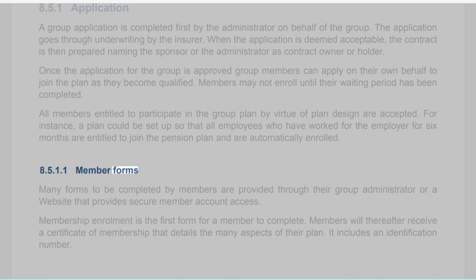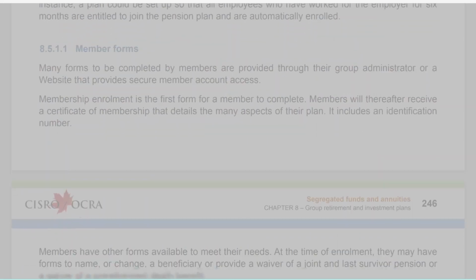8.5.1.1 Member Forms. Many forms to be completed by members are provided through their group administrator or a website that provides secure member account access. Membership enrollment is the first form for a member to complete. Members will thereafter receive a certificate of membership that details the many aspects of their plan. It includes an identification number.